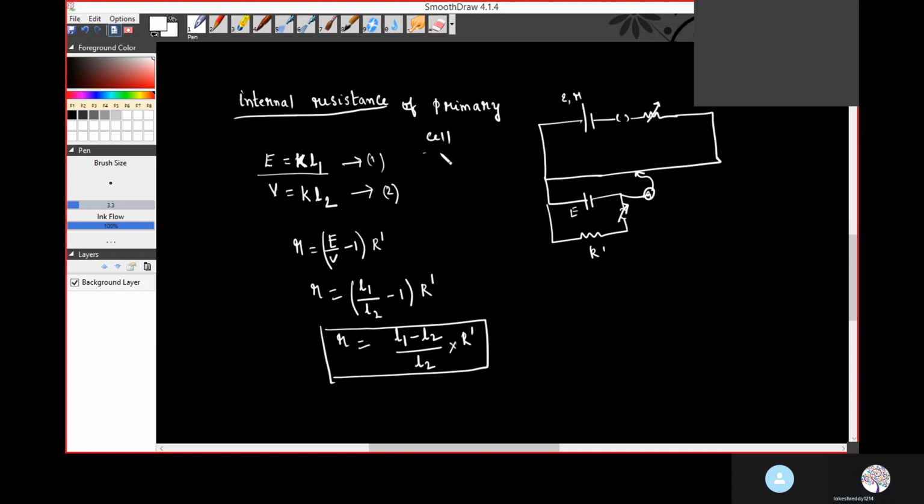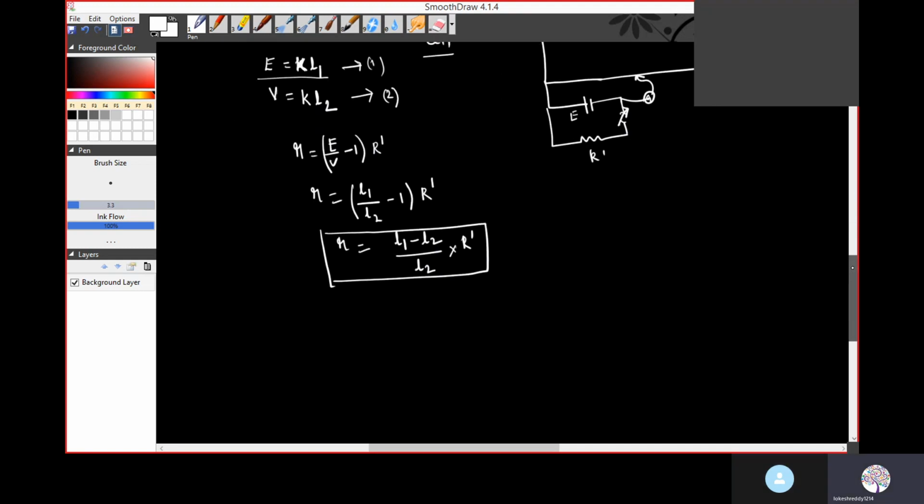This internal resistance, this is what I am finding out. First I keep the key open, so E is equal to K L1. I close it, and V is equal to K L2. Then you have the formula r is equal to (E by V minus 1) into R dash. K gets cancelled, so E by V is L1 by L2. Then I get r is equal to (L1 minus L2) by L2 into R dash.